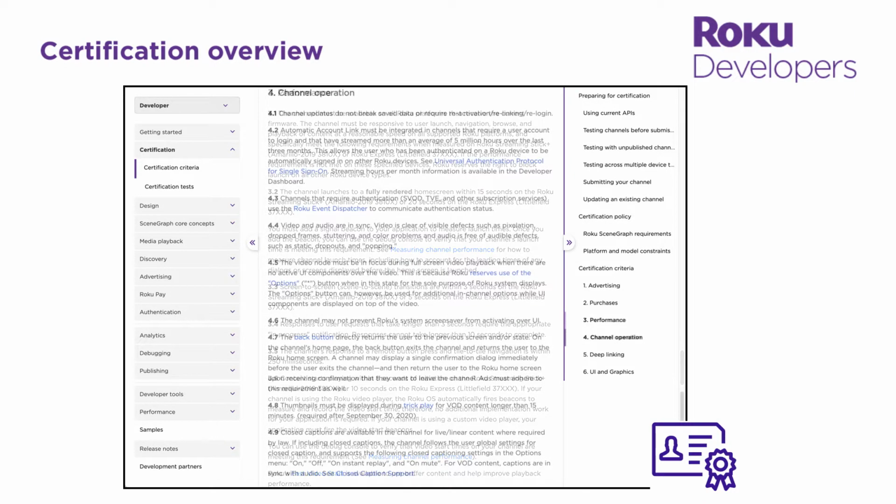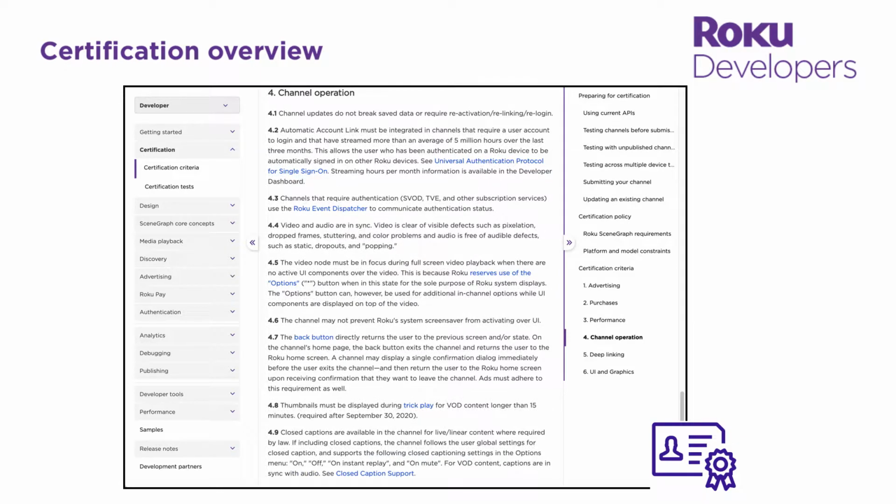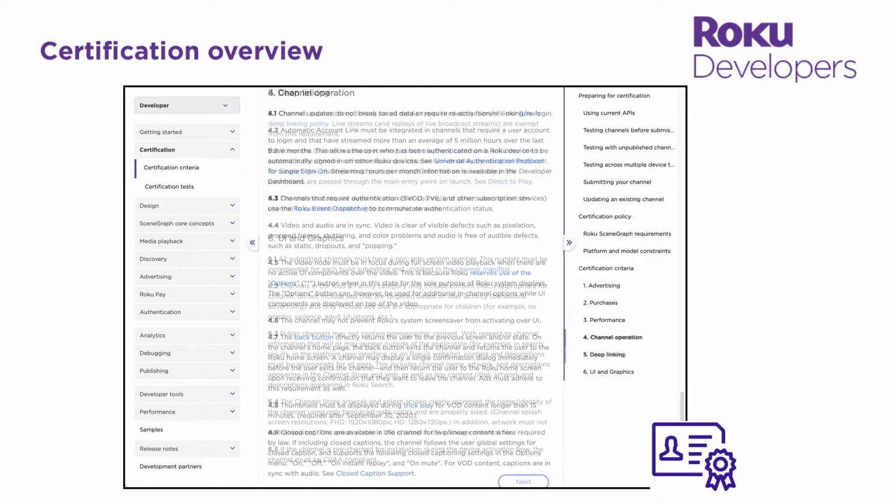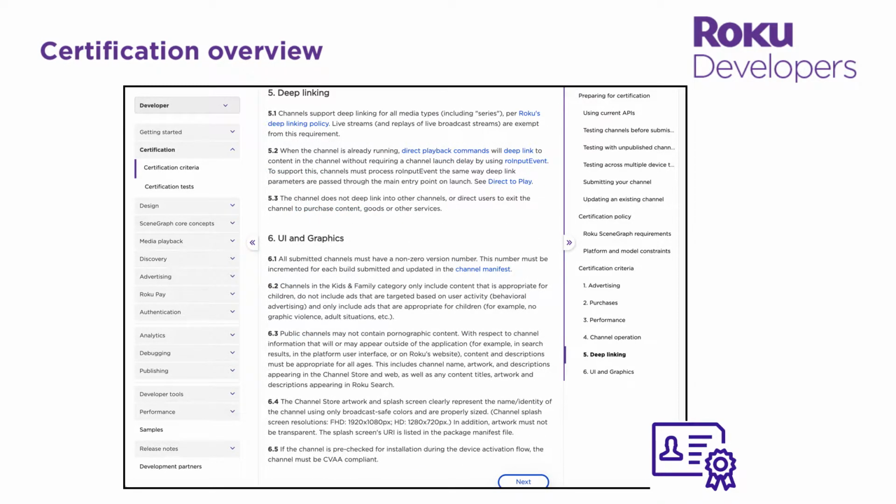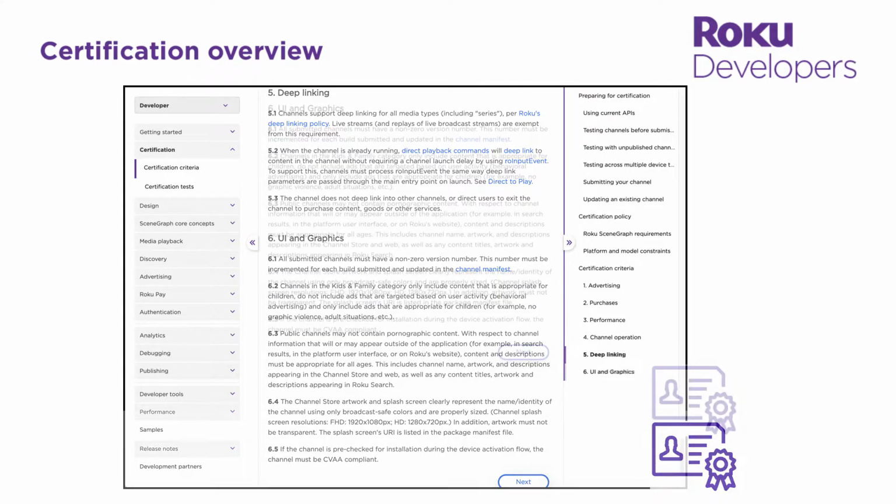Operations, which includes criteria for implementing key features such as trick play, voice controls, closed captioning, and bookmarking. Deep linking, which we just detailed in our deep linking lesson, states that channels must support deep linking, including launching content with a prescribed playback experience based on the media type, and making sure that the channel is not relaunched when deep linking to content while the channel is already running.